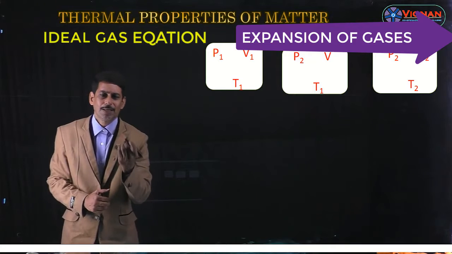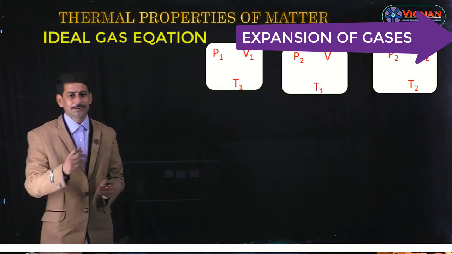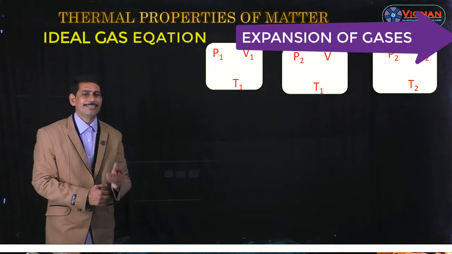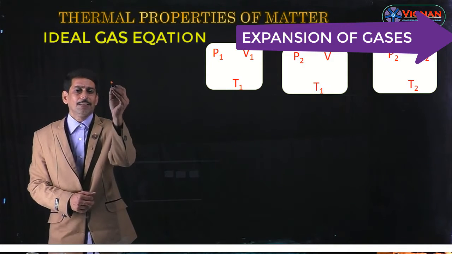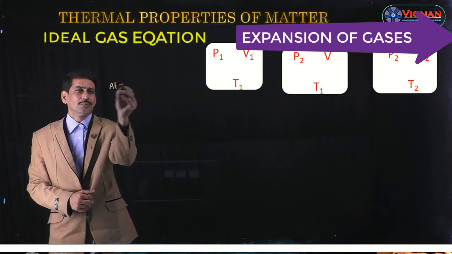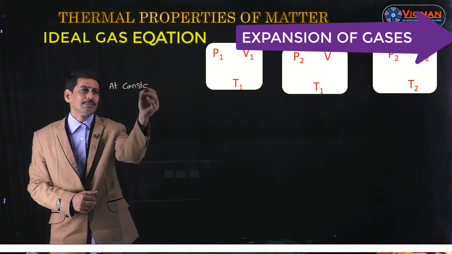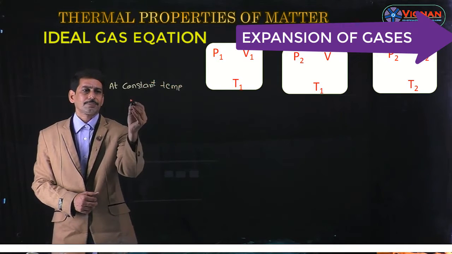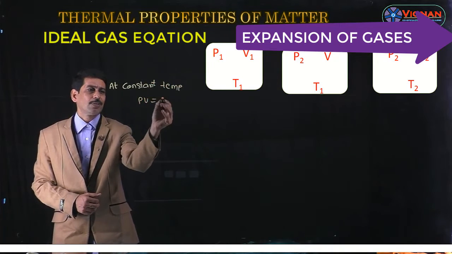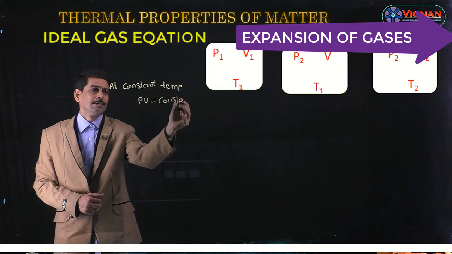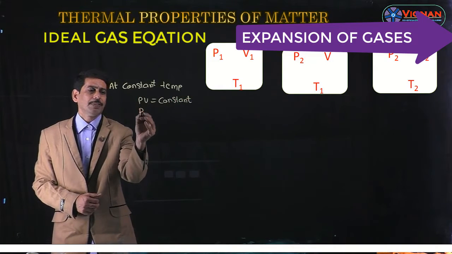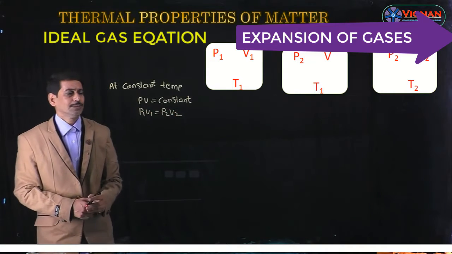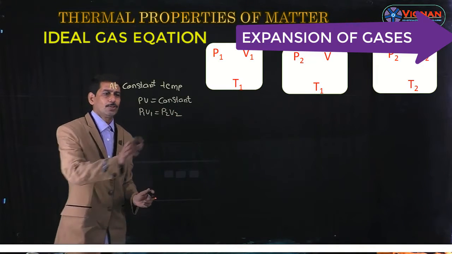So what is Boyle's law? At constant temperature, the pressure is inversely proportional to volume, or at constant temperature, PV is equal to constant. So by applying Boyle's law, at constant temperature PV is equal to constant. In other words, P1 V1 is equal to P2 V2. So this is Boyle's law: P1 V1 is equal to P2 V2.